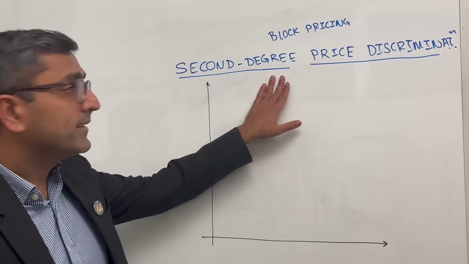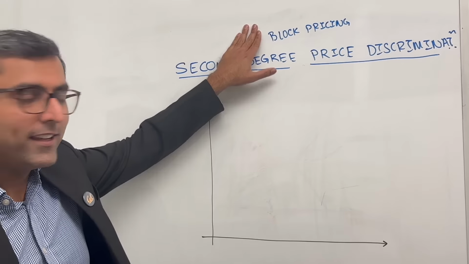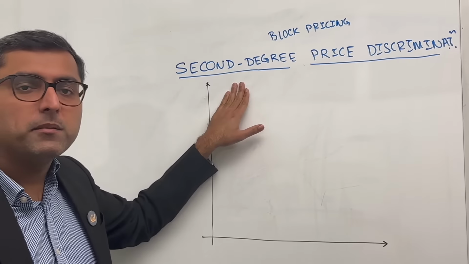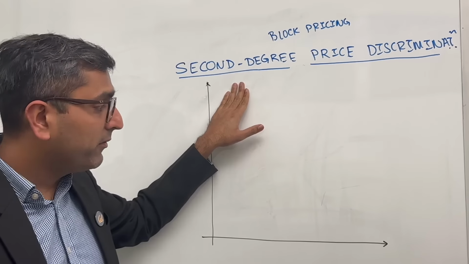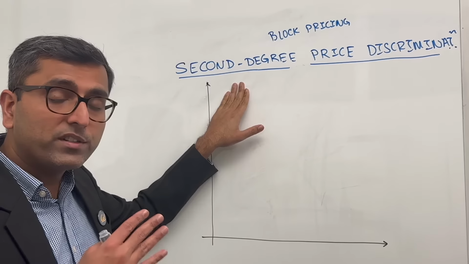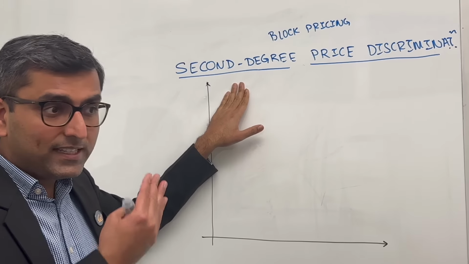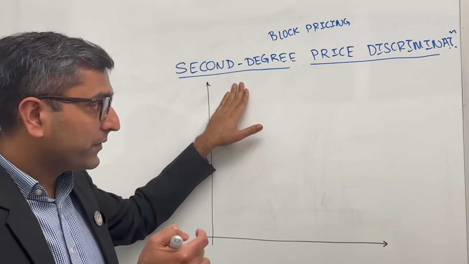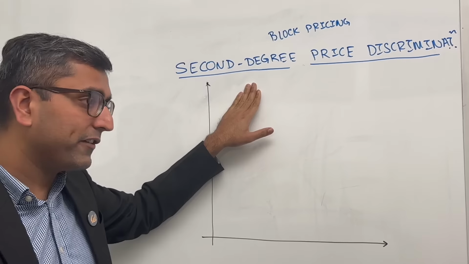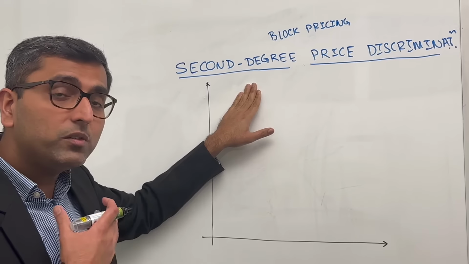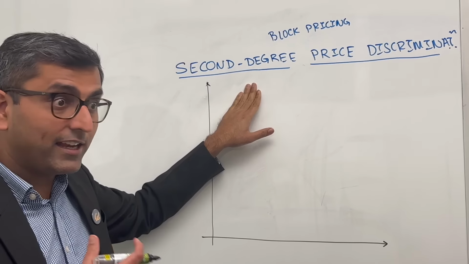Second degree price discrimination, also called block pricing. So we employ second degree price discrimination when your marginal costs are actually falling over time with higher quantities, versus in first degree price discrimination, where we see that marginal costs were rising. So when you have lowering marginal costs with higher quantities, when you have economies of scale, you're able to then provide bulk quantities at lower prices.